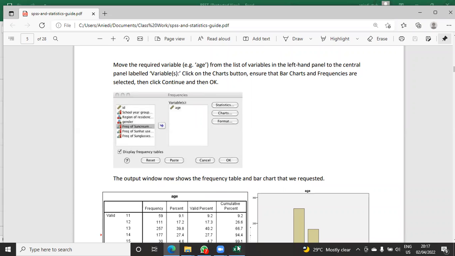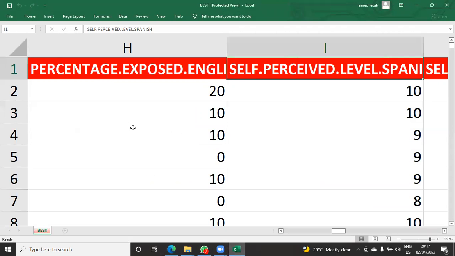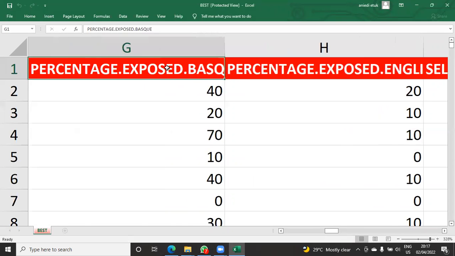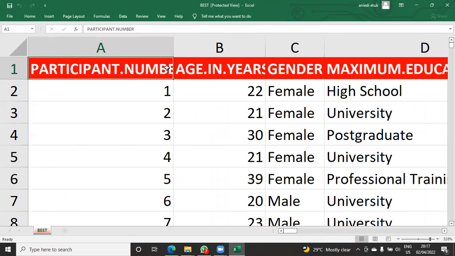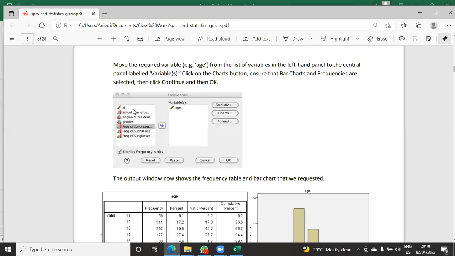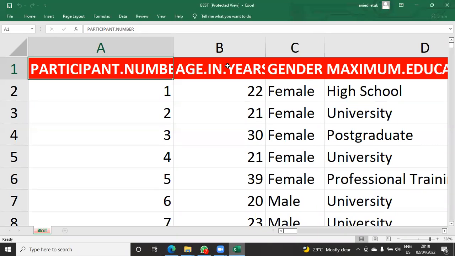Okay, let me use this to do the explanation before we go back to that. Now, this is a data set. This participant number can be said to be the ID, like presented here. I hope you understand that particular one. Then this age in years, okay?